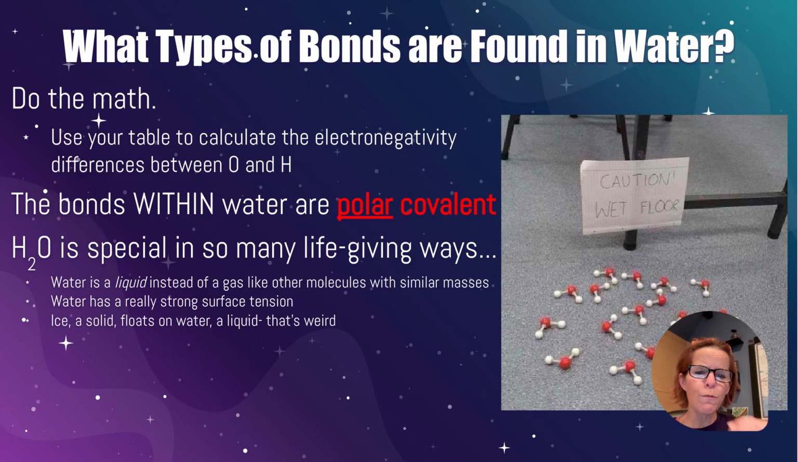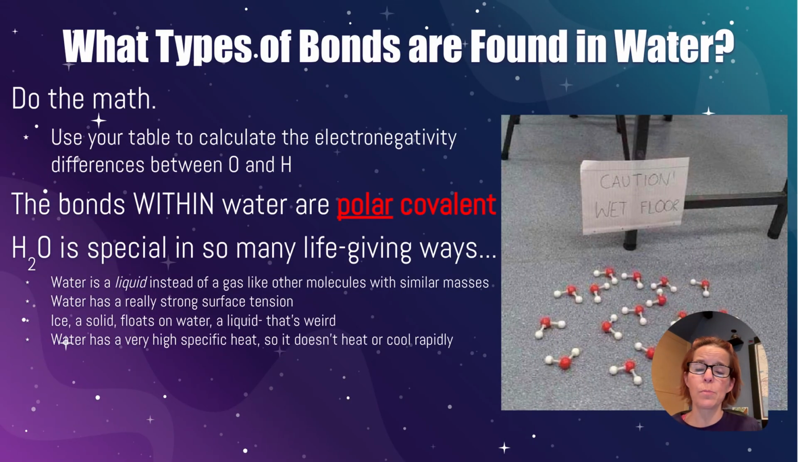Ice, the solid form of water, floats on its liquid form. That might be obvious to you. You've seen ice float, but that's a little counterintuitive. Solids are usually denser than their liquids, so solids typically sink. So it's very interesting and life-giving. It allows life to exist in oceans where there is ice on top. They can be isolated and insulated below.